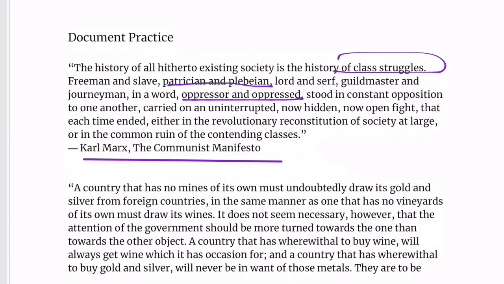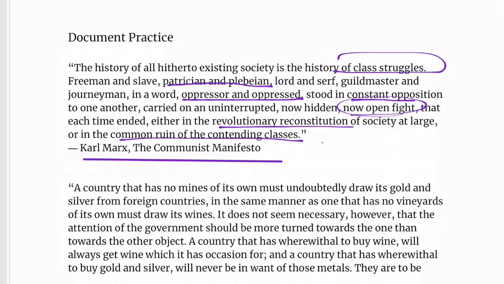So here's this constant class struggle. Carried on an uninterrupted, now hidden, now open fight. So now it's open, and that each time ended either in revolutionary reconstitution of society at large or in the common ruin of contending classes. So he's saying it always ends in a revolution or the ruin of these classes. That's how it always ends.